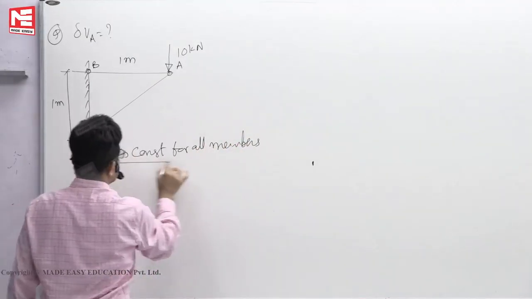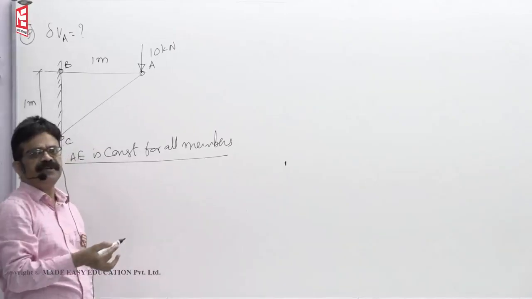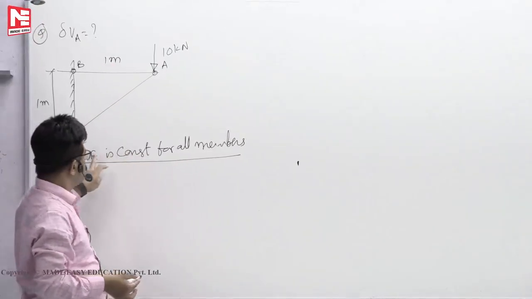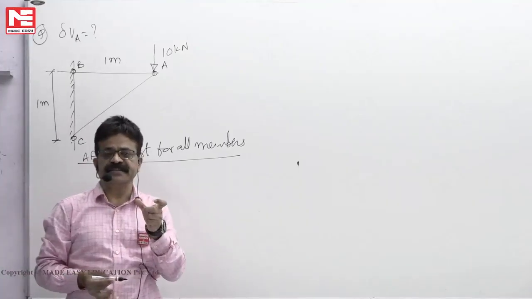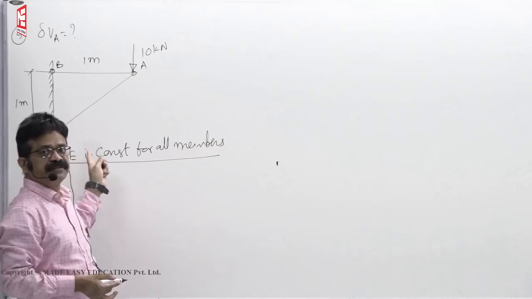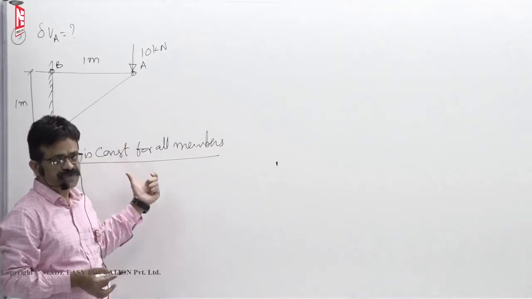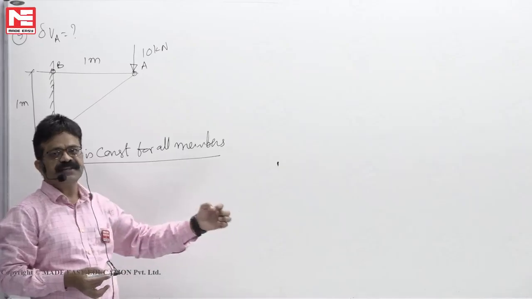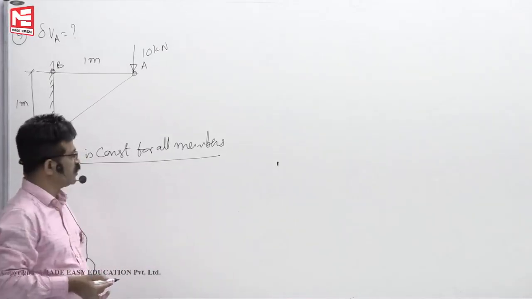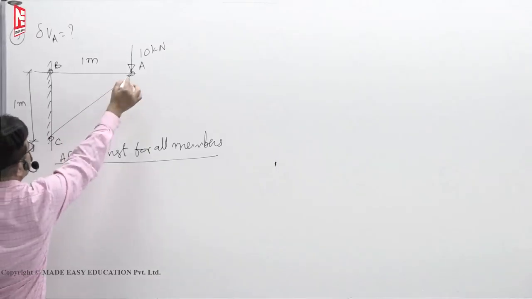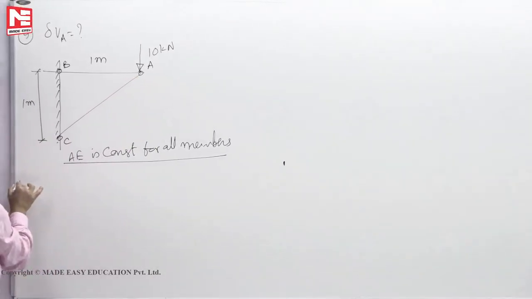They will give either AE is constant or AE can be different. One is AE, another can be 2 AE. In strength of materials you have studied that axial rigidity AE is in newtons or kilonewtons. It is the force required to produce unit deformation in a unit length of the bar. That is called axial rigidity. This is the problem. You want to find the vertical displacement of A.